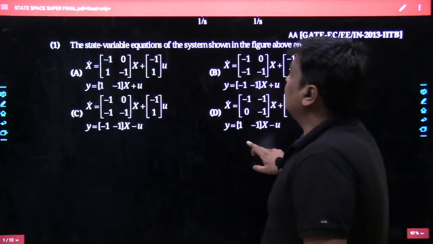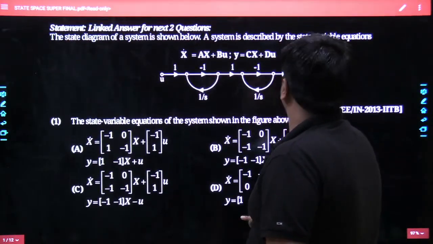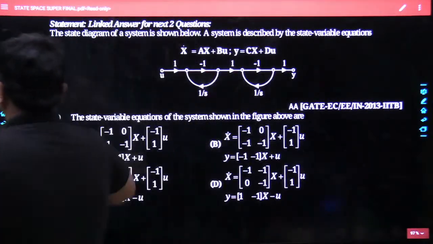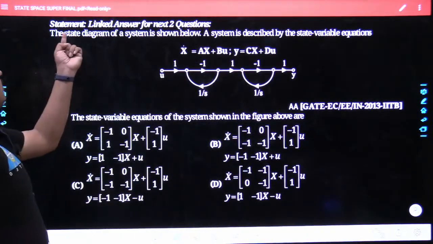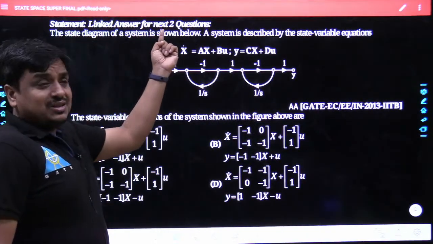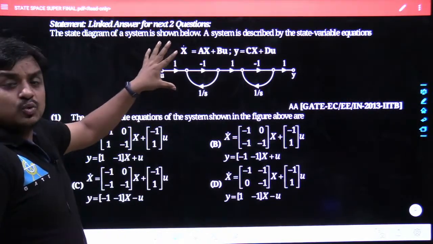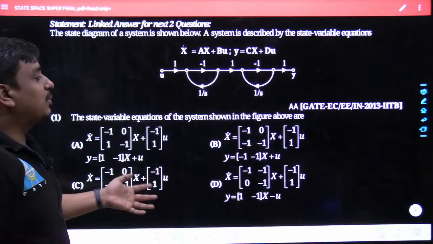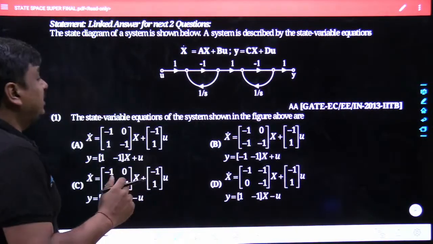So here comes my first question. You can see it was a linked answer type of question. That means the same statement is true for the upcoming 2 questions, for this as well as the questions which would come after this. Let me read the problem.